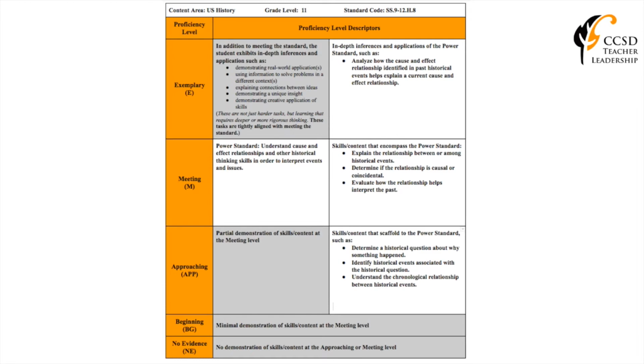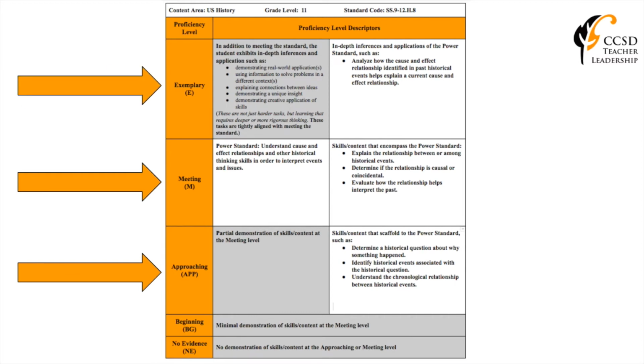This type of question requires students to show all three levels of proficiency in order to fully respond to it. Students have to demonstrate a good understanding of what happened in the past at the approaching level. Explain the cause and effect relationship between those historical events at the meeting level, and finally show a connection between the historical relationship and a current cause and effect relationship at the exemplary level. If a student is only able to accurately do Part A, then they would be marked at the meeting level for this question. However, if they were able to give some accurate connections between what they accurately wrote in Part A and then what they wrote in Part B, then this would qualify them for an exemplary level of proficiency on this question.